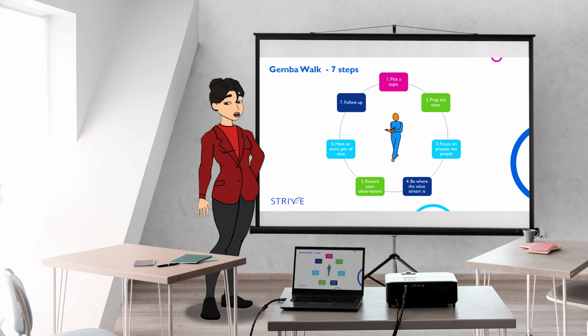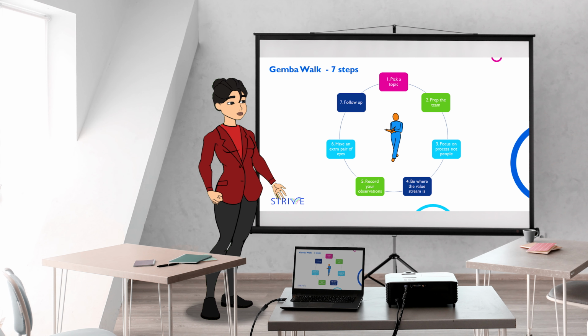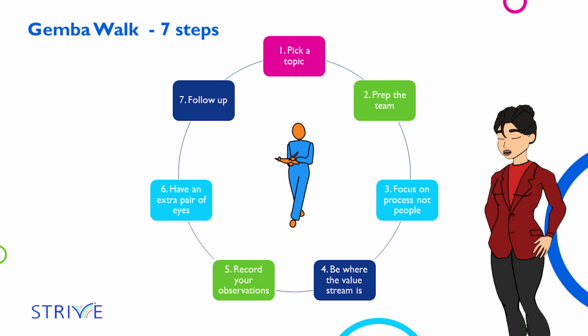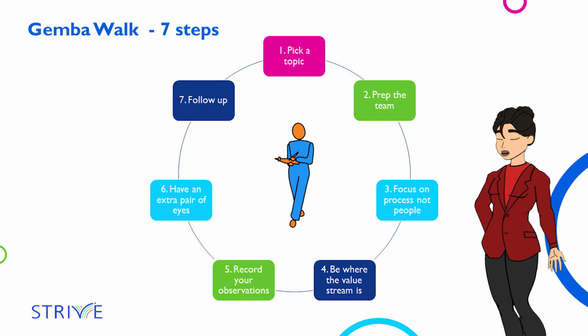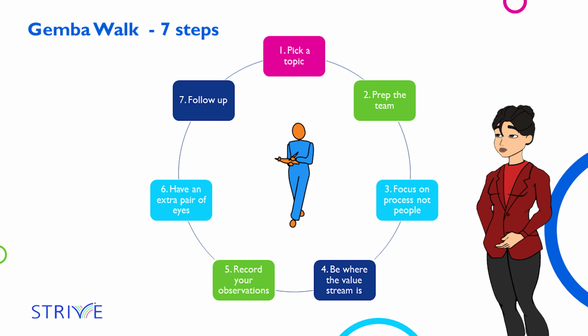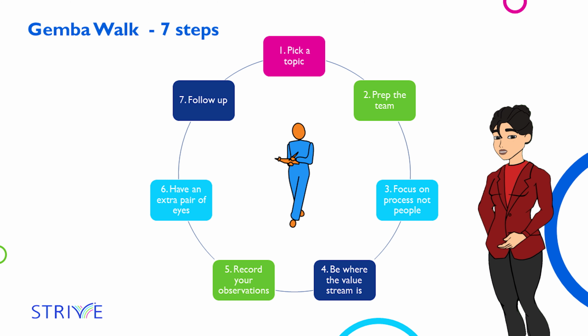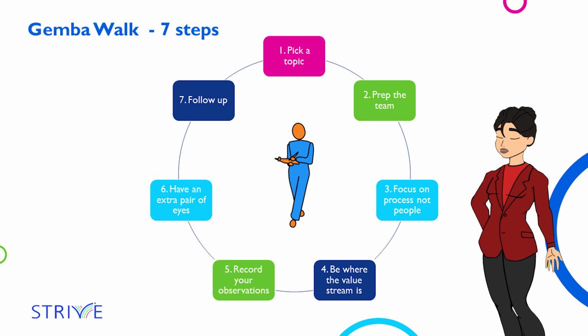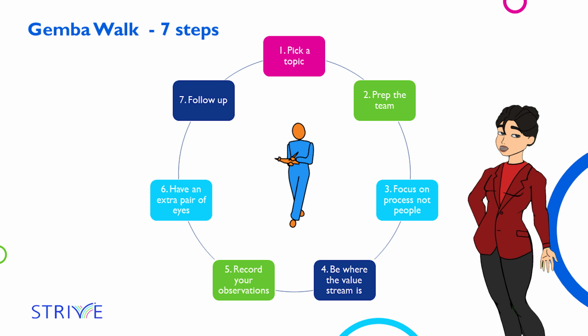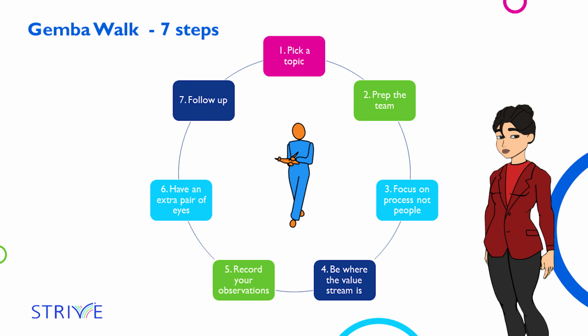When completing a Gemba walk, you should have prepared by firstly picking a topic to observe. For example, I may wish to focus on discharge processes. You should always prepare the team and tell them why you are coming and when you're coming. It is important that they know it is not them being observed but the process. This can alleviate any potential anxiety staff may feel.